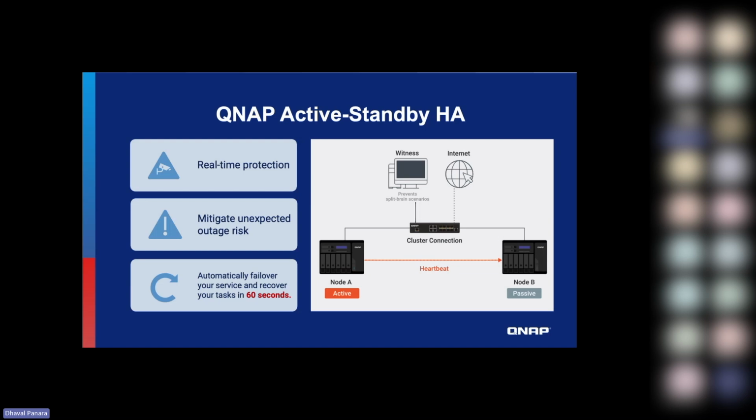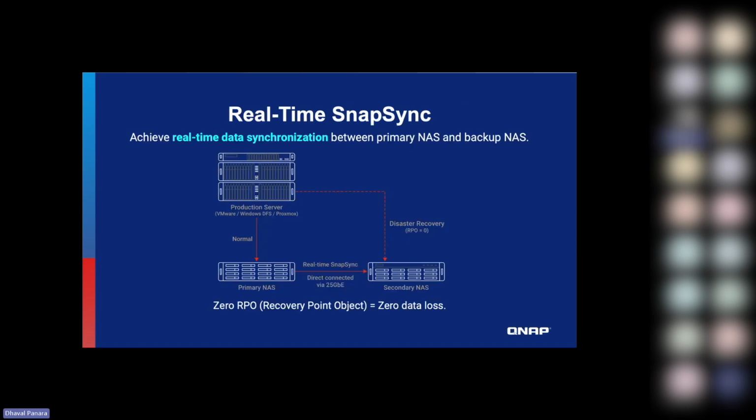So any power failures at the NAS level, or network failure at the NAS level, CPU or hard drive failure at the NAS level, everything is switched over to NAS B, and NAS B is now the primary NAS and will take over. It's automatic failover of your services within 60 seconds. So you don't have to worry about coming to the NAS and switching over. Everything happens automatically.